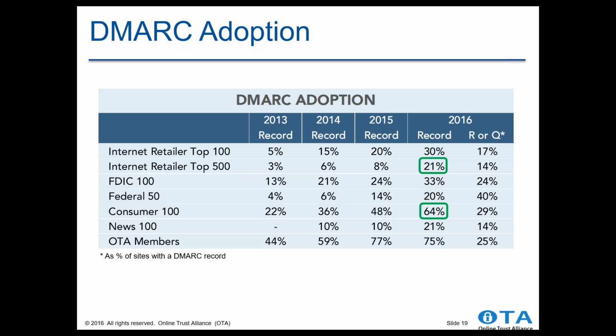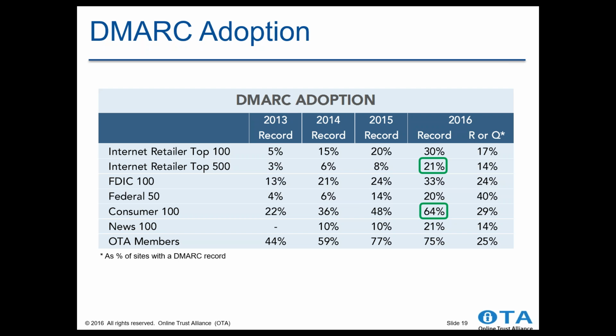This year we saw a great jump in the retailers, the top 500, from 8 to 21%. So it's still not as high as it could be, but it almost tripled, and that's great news. Where in the consumer 100 we saw a nice jump as well, to where they're almost at 2/3.